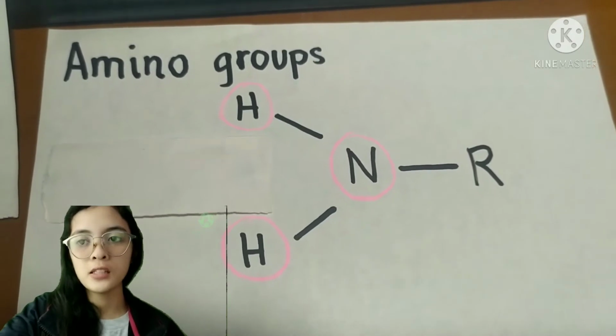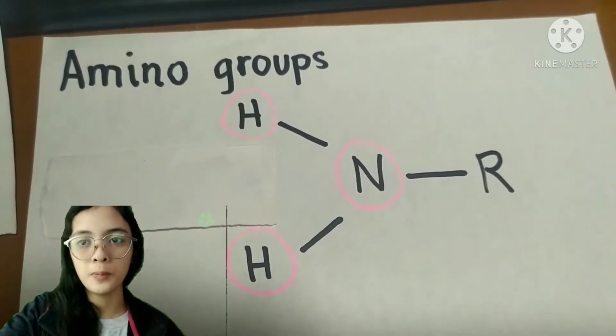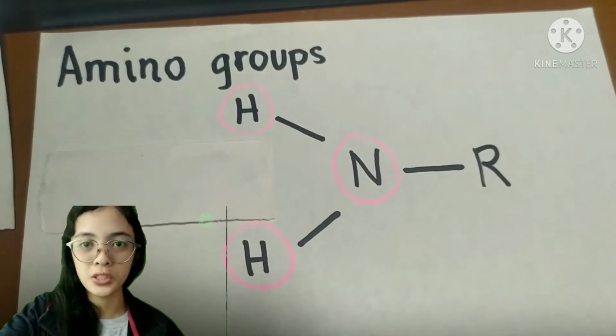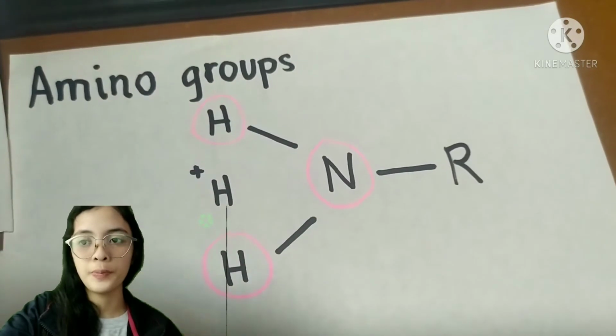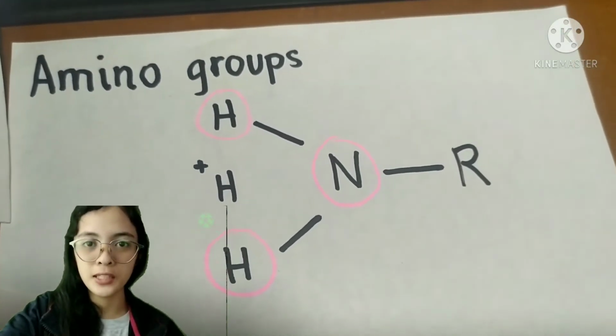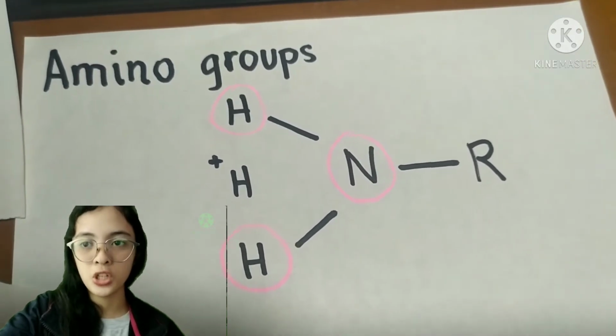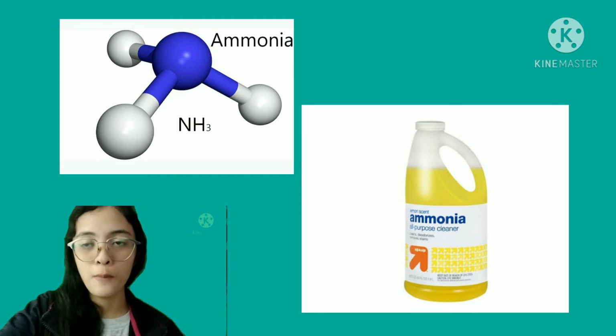When you put the amino group in water, it will pick up a proton from the solution, increasing the pH, which makes the amino group look like this. It will have 3 hydrogens and a positive charge. Just remember that amino sounds like ammonia. Ammonia's formula is NH3, and it is a base just like the amino group.